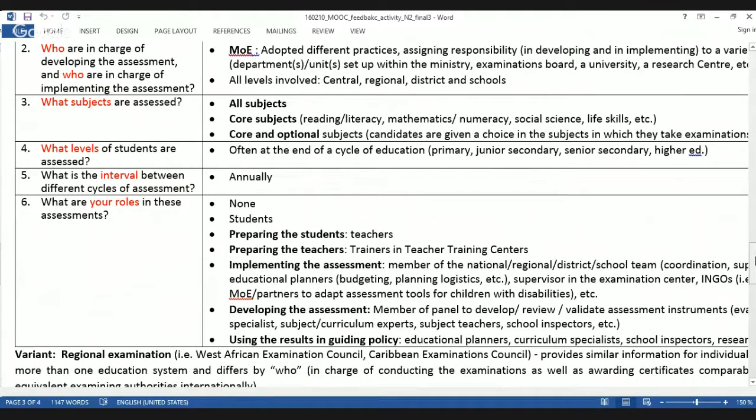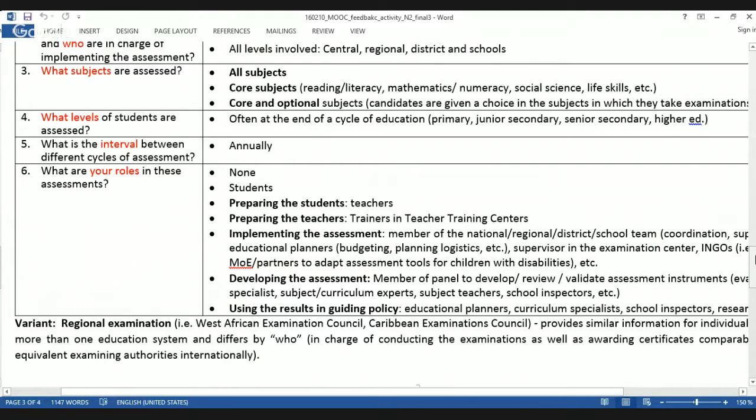Very few participants mentioned that they were members of the national team or the regional team or district team in charge of implementing this public examination. There was also one supervisor in the examination center and so on. In terms of developing the assessment, it used to be done within the ministry or through a department, or there's a council. And at the same time, we can see the involvement of different persons, such as teachers, school inspectors, subject and curriculum experts, and so on.